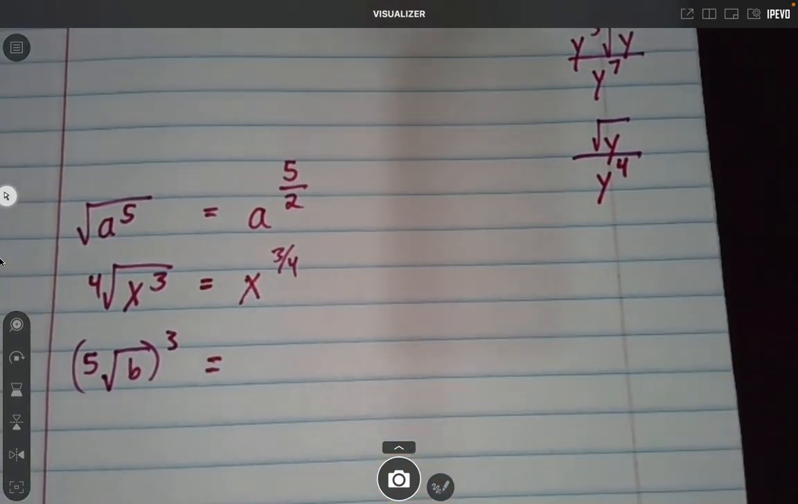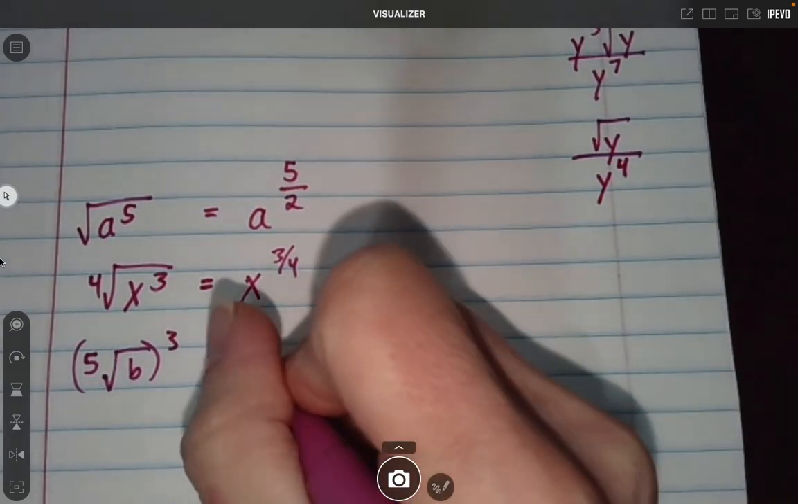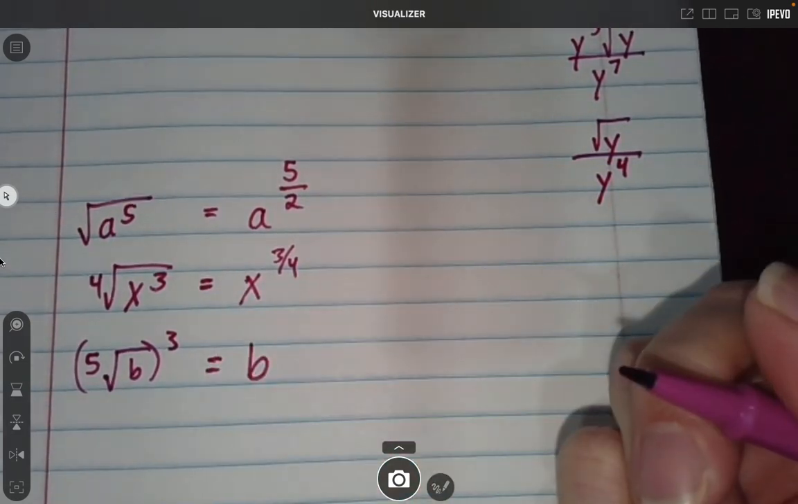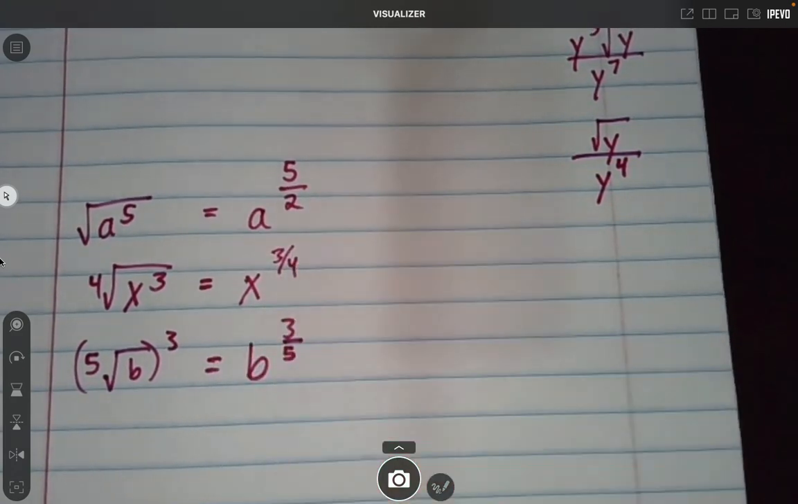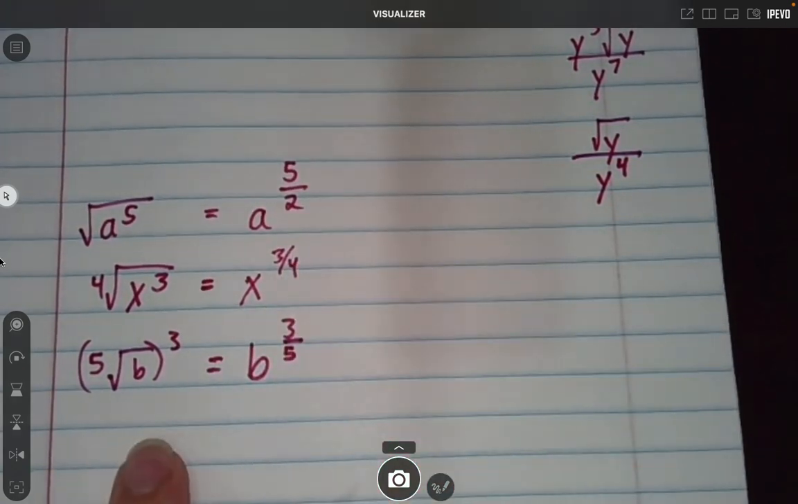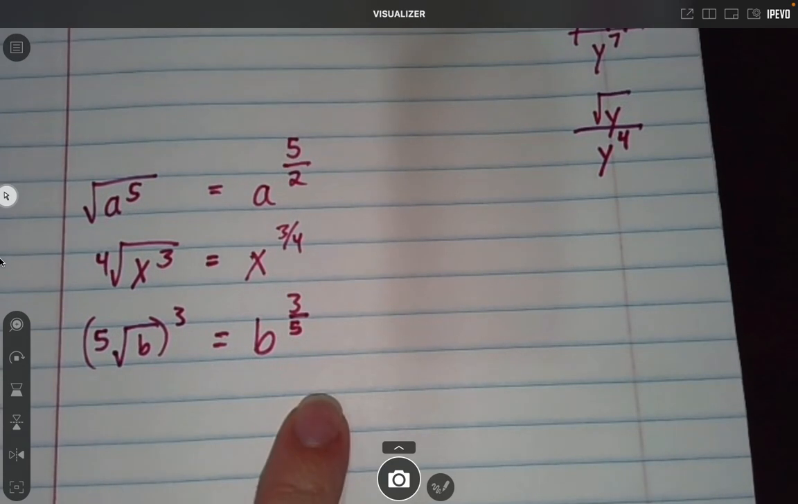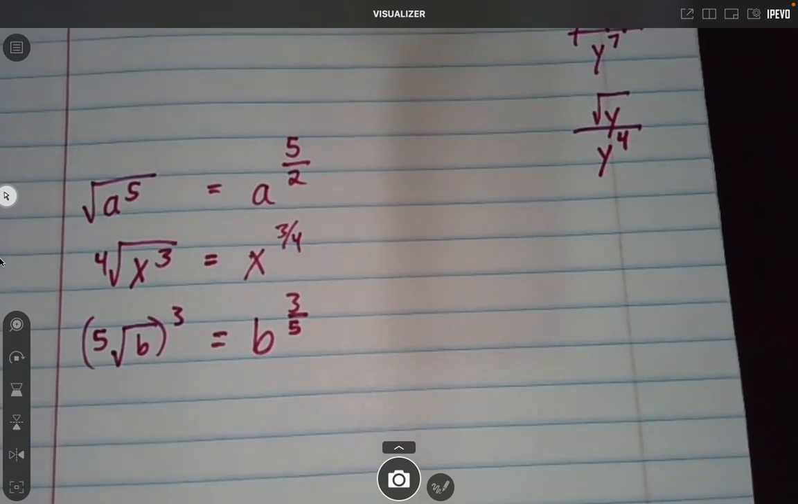What's our variable? B. And what's the number in the root? 5. And what goes on top? 3. So you might have a problem where they write it like this, and it's going to be the same thing. I showed that to y'all in that little key concept thing, but I didn't explain it.